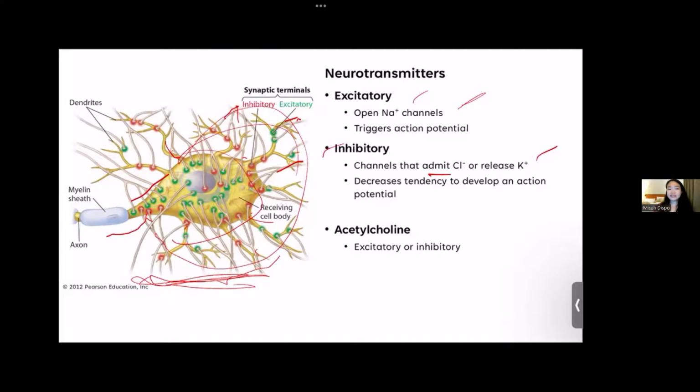Okay. And just nice to know, acetylcholine is a neurotransmitter that has both excitatory and inhibitory effects. So this is excitatory at skeletal muscles, in which it makes the skeletal muscles contract, but inhibitory at the cardiac muscles, in which it slows the rate of the contraction of the heart muscles.